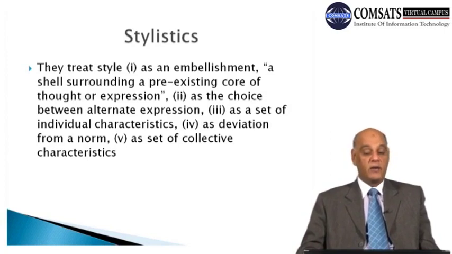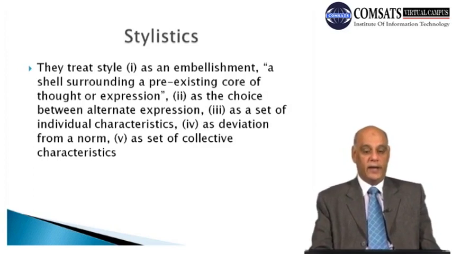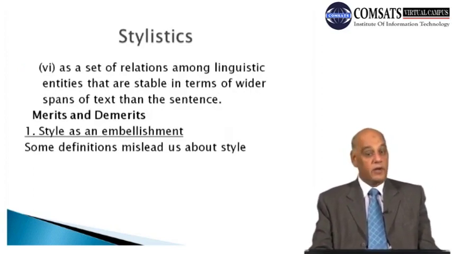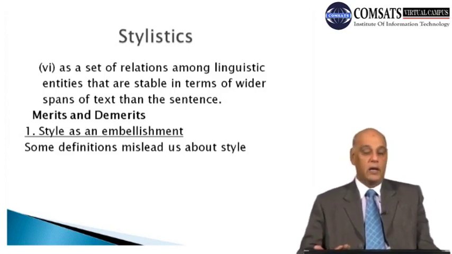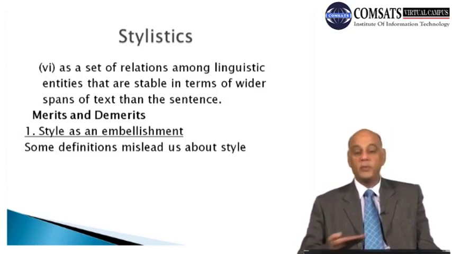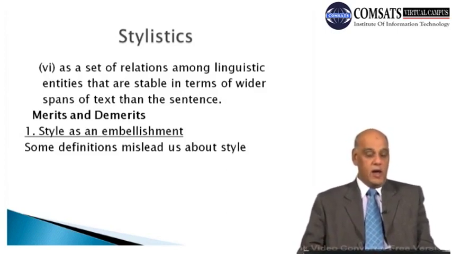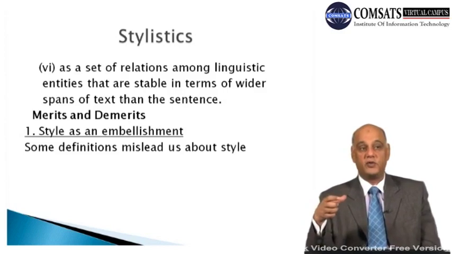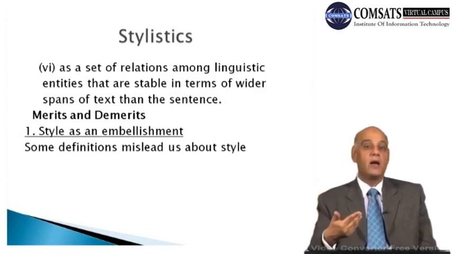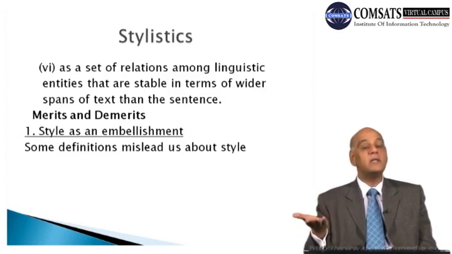Number five, as a set of collective characteristics. We're going to look at these techniques later in detail. Number six, as a set of relations among linguistic entities that are stable in terms of wider spans of text than a sentence. Now, looking at the merits and demerits of these definitions: I told you in the earlier part of the lecture that there are so many different definitions of stylistics, and from them we have picked up these 6 important definitions which give us a very clear idea about stylistics. Now, there are certainly merits and demerits.